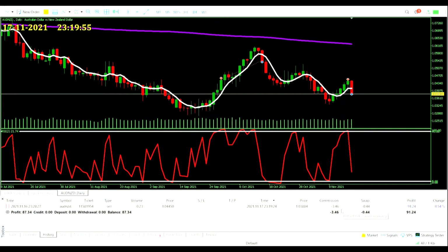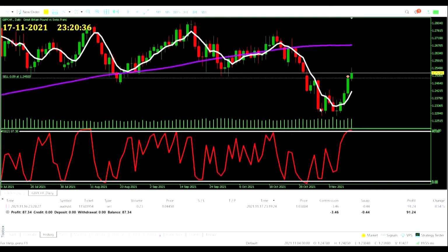So a bit much on the commission, $3.46, and 44 cents lost on the swap as well. But total $87.34. It's a good amount to get, and fairly similar to a lot of the other ones that we've had. So we are done with that one. 2 trades still open, but let's see if we've got any other entry signals.